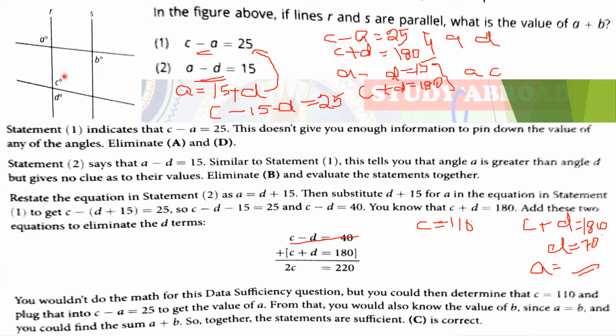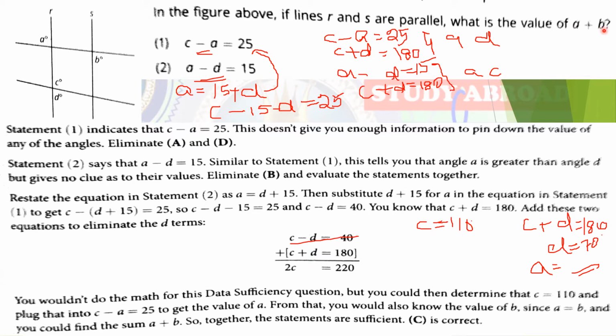Why? Because if two lines are parallel, the opposite angles are equal. So A is equal to B. So you can easily tell what is the value of A plus B. I hope all of you understood.